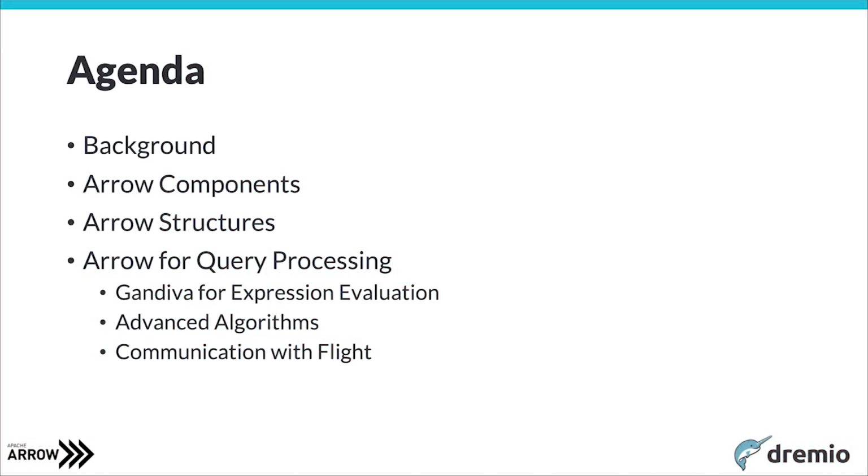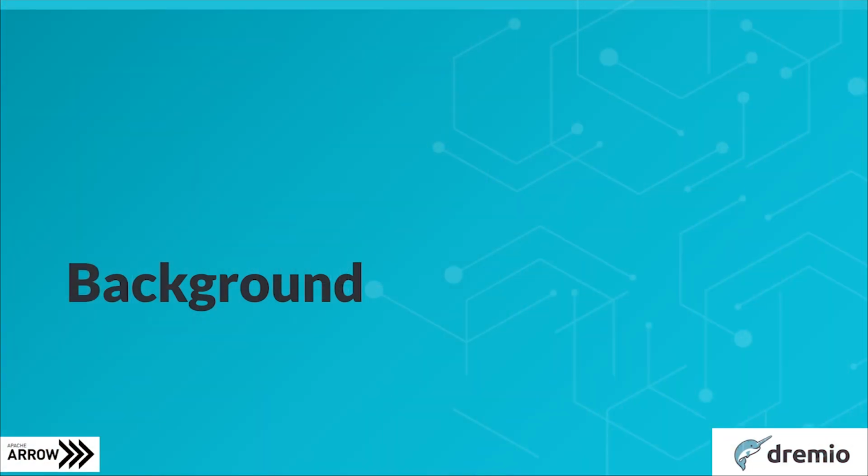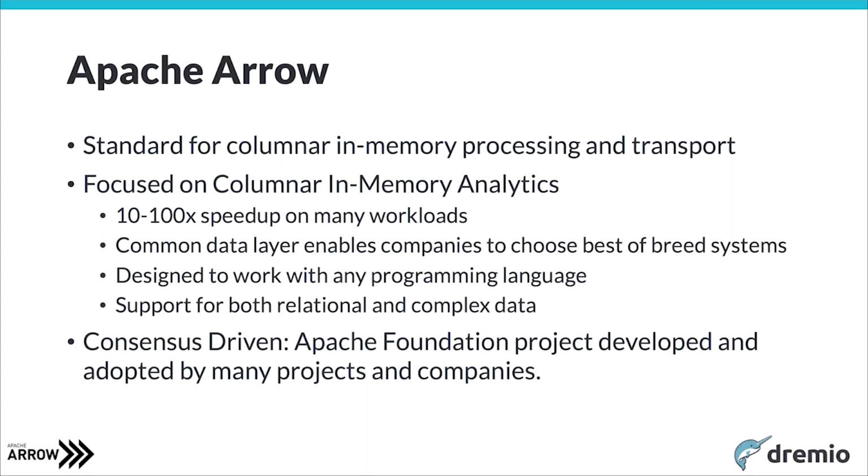So quickly I'll go through the background on Arrow and how it came about. I'll then talk about the components of Arrow. I'll talk about the basic data structure, which is the Arrow data structure, so you get a little bit of that in your head. And then I'm going to go in and talk about Arrow specifically for query processing and how we've found different techniques to make it perform very well for processing purposes. So that'll be hopefully a quick 25 minutes or so.